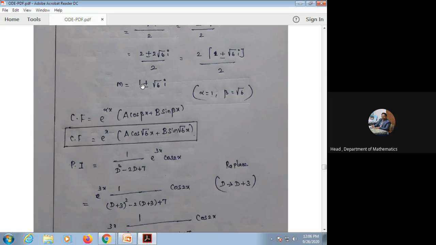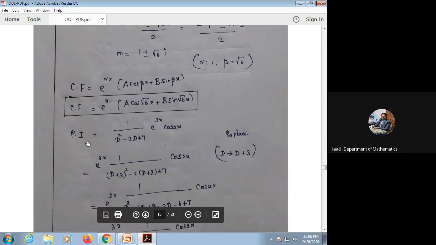Therefore, the real part is the alpha value, that is 1. The imaginary term is root 6, that is the beta value. Therefore, this is the complementary function formula. Put alpha equal to 1 and beta equal to root 6, then we get the complementary result. Then move on to the particular solution.